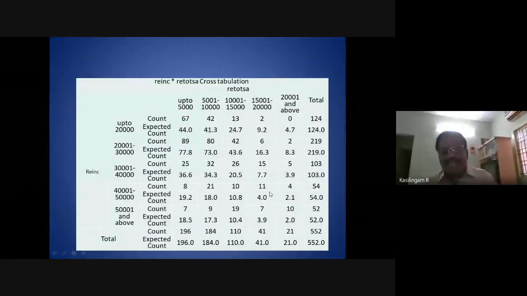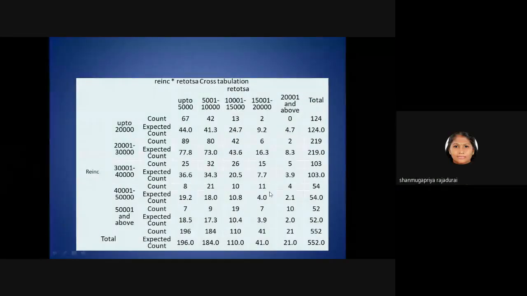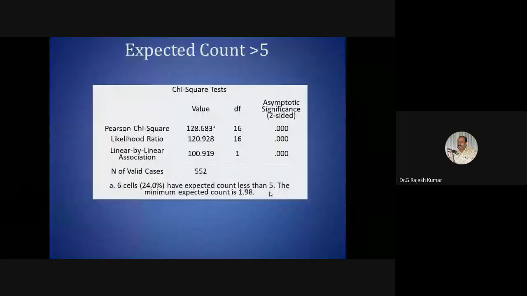Now clear? Any questions, sir? Any question? No, sir. Clear, sir. Very good. But can you explain once again why we want to combine?